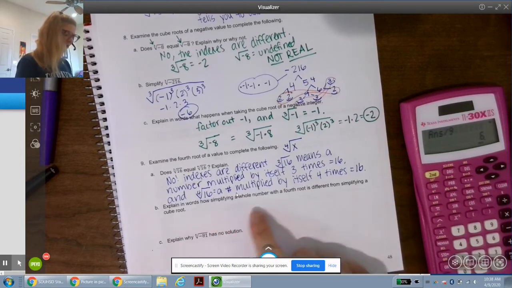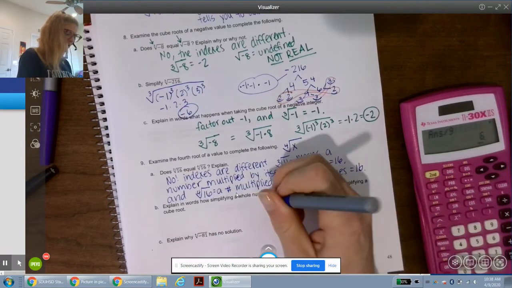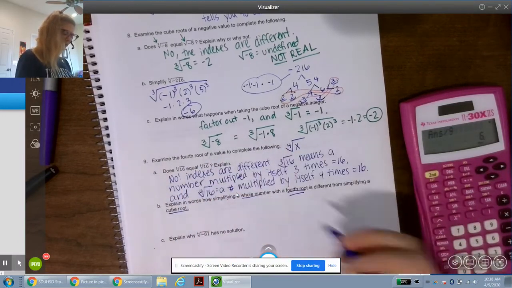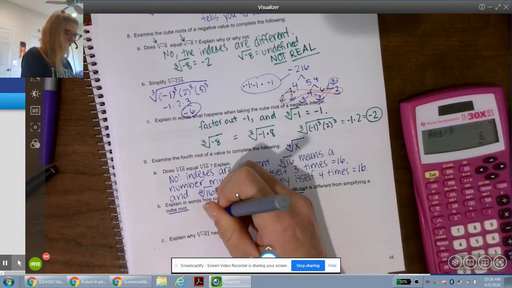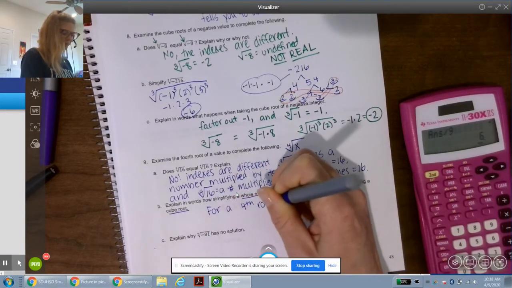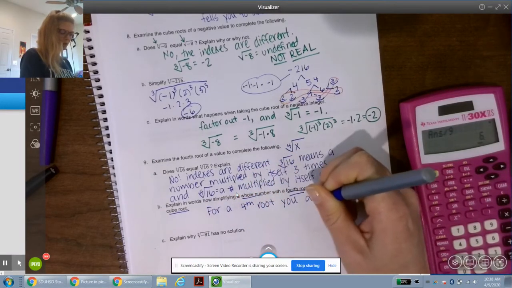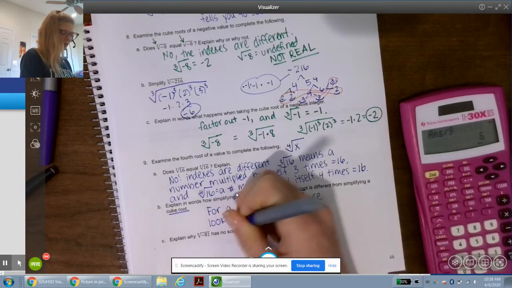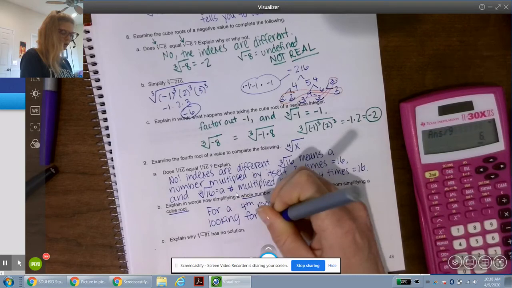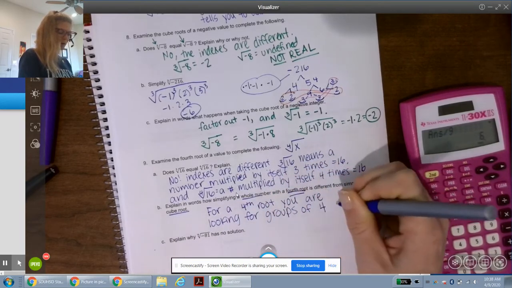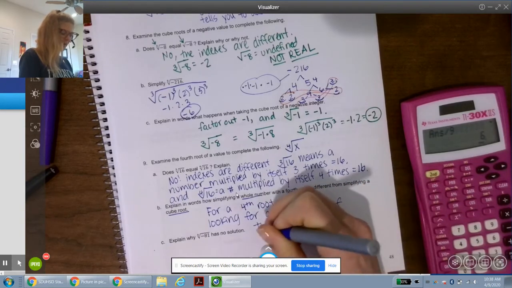Okay, explain in words how simplifying a whole number with a 4th root is different from simplifying a cube root. For a 4th root, you are looking for groups of 4 of the same factor.